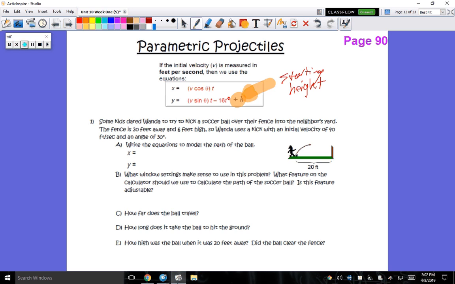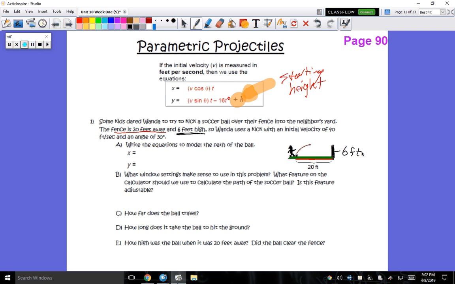Soccer player. Some kids dared Wanda to try to kick a soccer ball over the fence into the neighbor's yard. Here we go. Using colors is huge in this unit, if you are one of those people that likes to use different colored markers, because it'll keep track of everything. So 20 feet is as far away as that fence is, and that fence is 6 feet high. So let's go ahead and say that this is 6 feet. And drawing the diagram is the biggest thing. If you could draw the diagram, I mean, the rest is pretty easy.